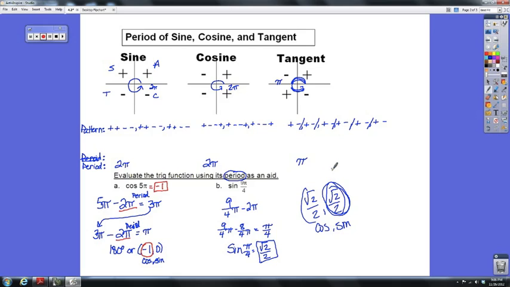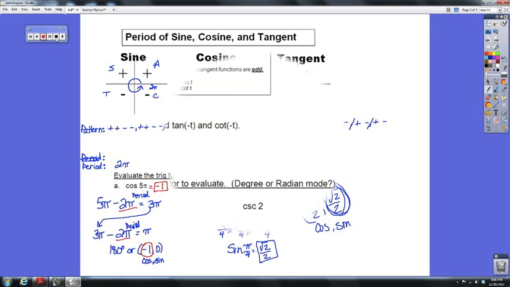Okay, so it's really, really important that you know your unit circle. We're going to be using it a lot from here on out. If you don't, you're going to find yourself in big trouble.